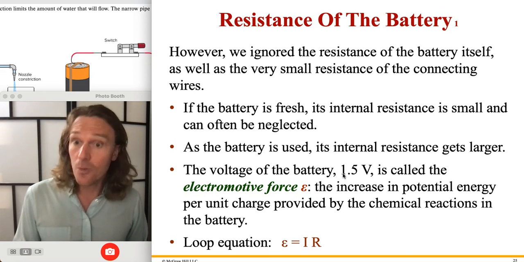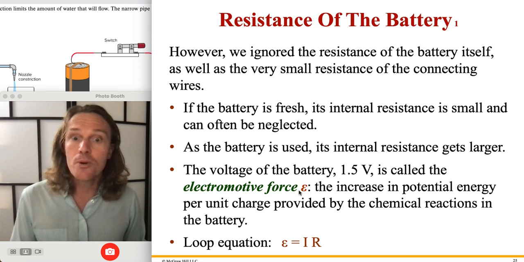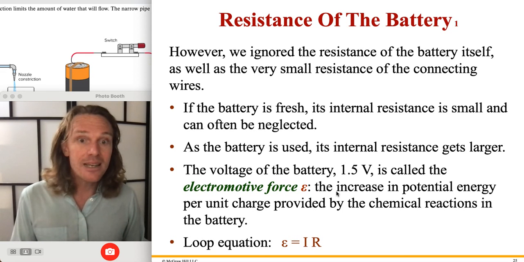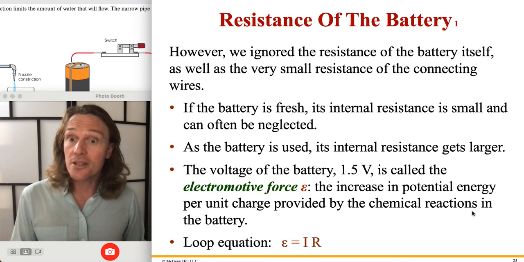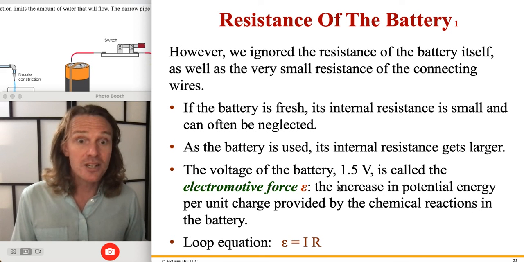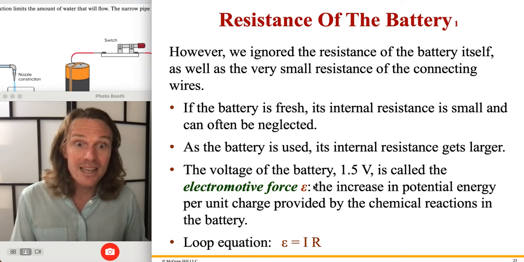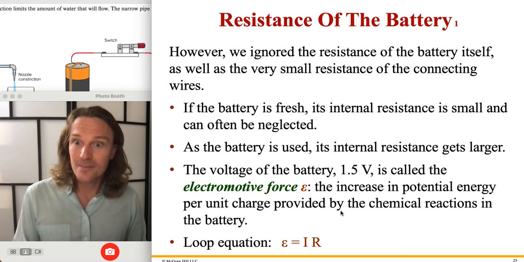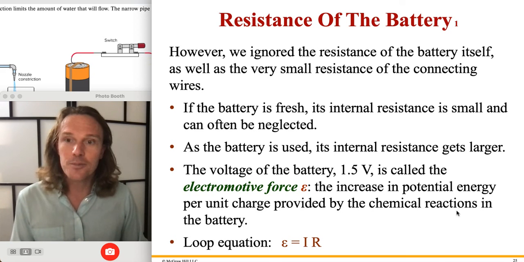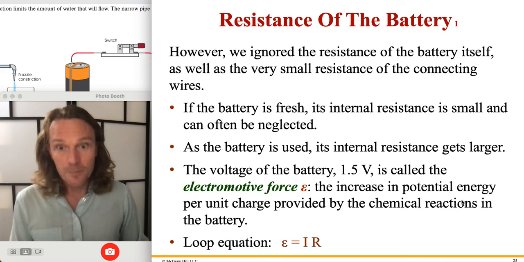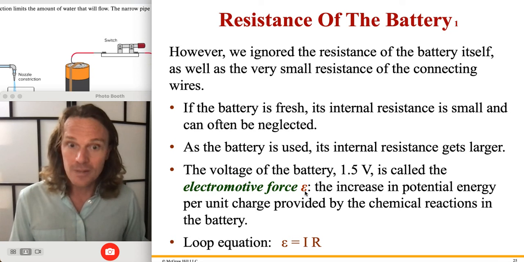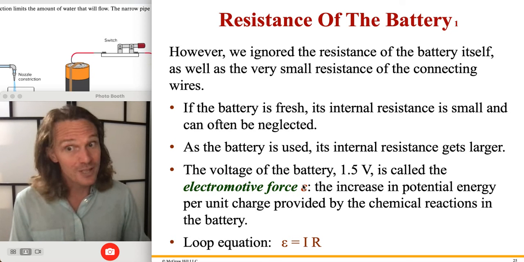So the voltage of a battery, 1.5 volts, is called its electromotive force. That's why I use that curly E. It's the increase in potential energy per unit charge provided by the chemical reactions in the battery. So check that out. It is the increase in potential energy per unit charge. What is potential energy per unit charge? That's literally volts. That's all they're saying, it's just the volts of the battery, which of course is provided by the chemical reactions. It's a very long way of saying what we already know. Batteries have voltage, which for some reason can be called electromotive force, or curly E.